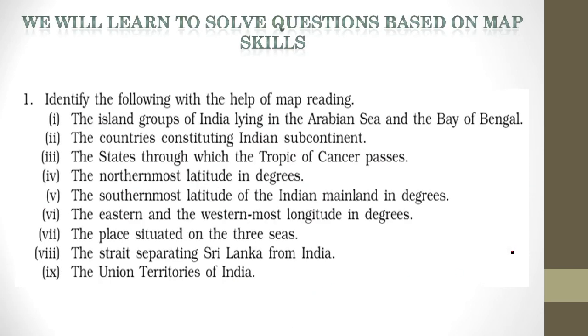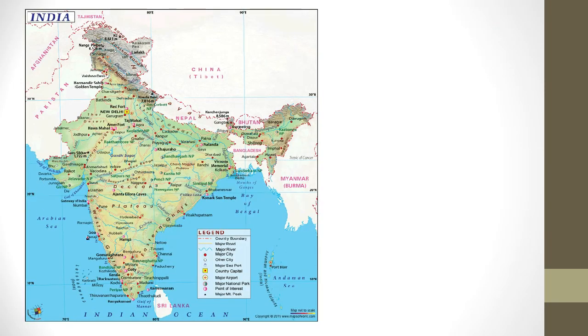So let us move on to the questions related to map skills. The question says, identify the following with the help of map reading. It means you have to read a map and then answer the following questions. Now the first question is, the island groups of India lying in the Arabian Sea and the Bay of Bengal. Let us go to the map.